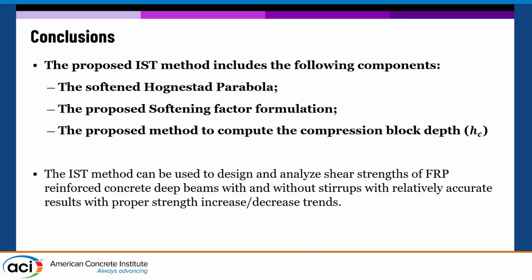Okay, so conclusions. The proposed indeterminate strut-and-tie method has the following components: the softened compressive model for concrete response, the proposed softening factor formulation, and the proposed method to compute the compression block depths. These are the most important parts. And it can be used to analyze shear strengths of FRP-reinforced concrete beams. Hopefully it could be properly formulated so it can be used for design, for beams with and without stirrups.